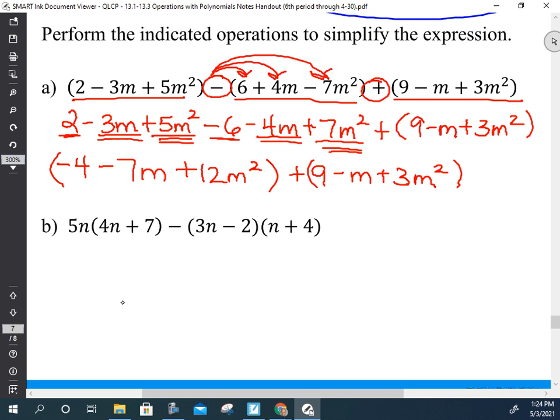We did the subtracting part first, since that's what came first from left to right. Now we do the adding part. When you add, the parentheses don't matter. All we're doing is combining like terms. Negative 4 goes with the 9. So negative 4 plus 9 is 5.